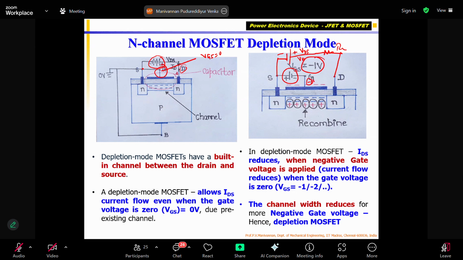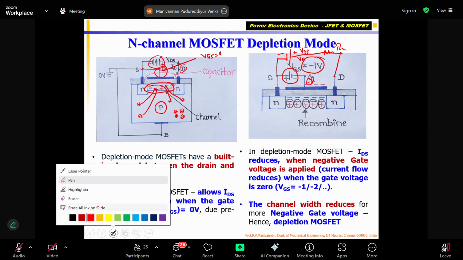Once I give negative, what will happen? What is the material? P material. Correct? What is the majority carrier? Holes. More holes are there, but few electrons are there here and there. Correct? When I go to enhancement mode, if I give a positive voltage to my gate of the N channel, electrons will be attracted, because initially there are no electrons, they attract and form a channel. That is the enhancement mode operation. Minority carriers are attracted if I give positive voltage to the gate in an N-channel MOSFET.